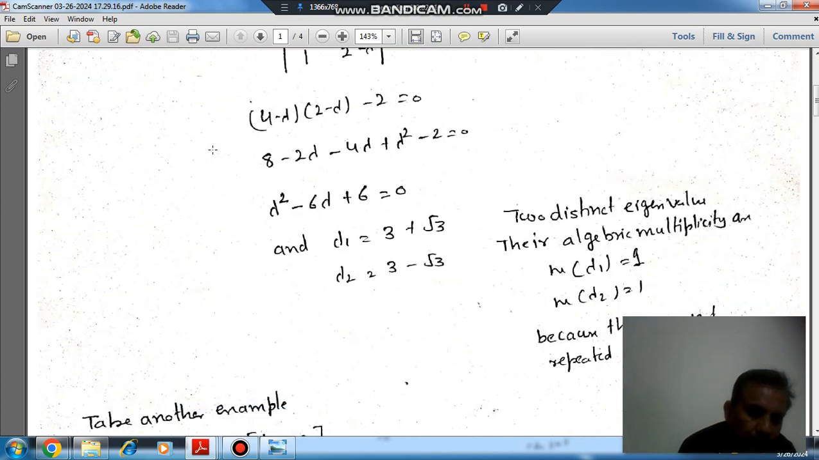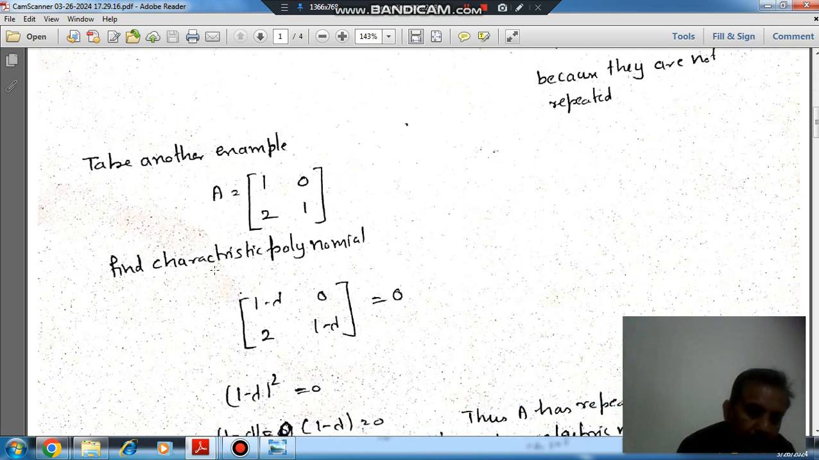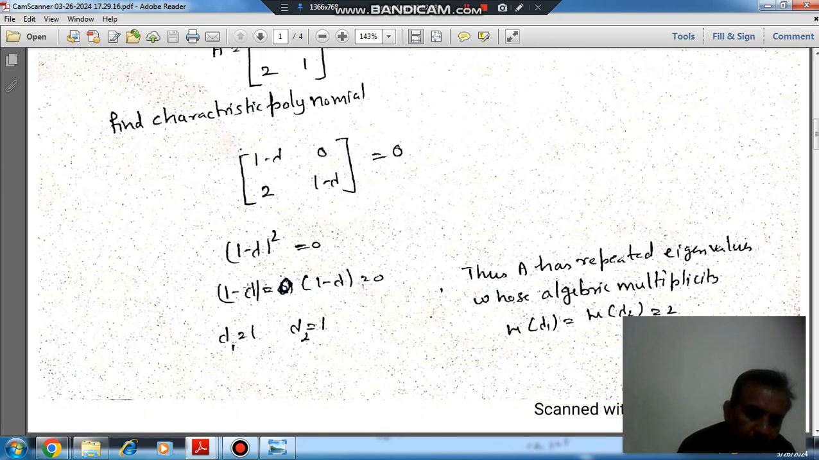Now if we take another example, this is a matrix 1 0 2 1. To find its characteristic polynomial, we subtract lambda from the diagonal elements, then solve for the determinant. It will be (1 minus lambda) square equals 0, or we can say 1 minus lambda is equal to 0 or 1 minus lambda is equal to 0.